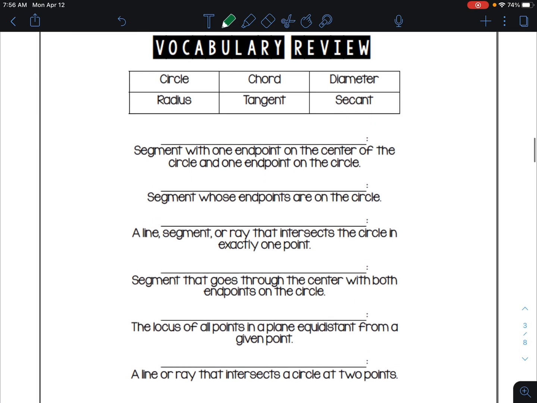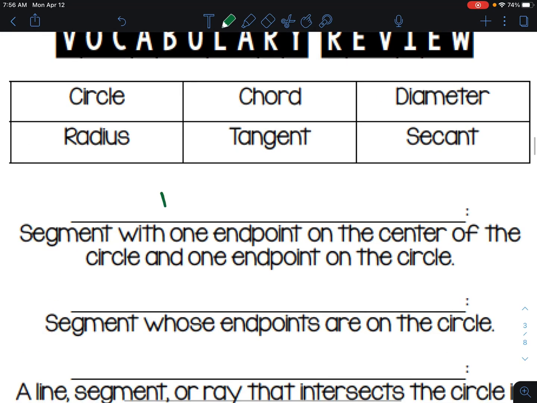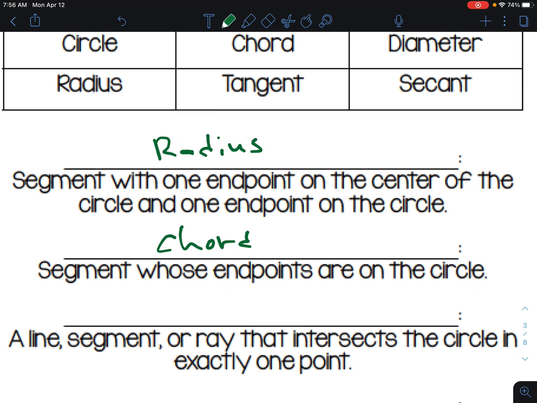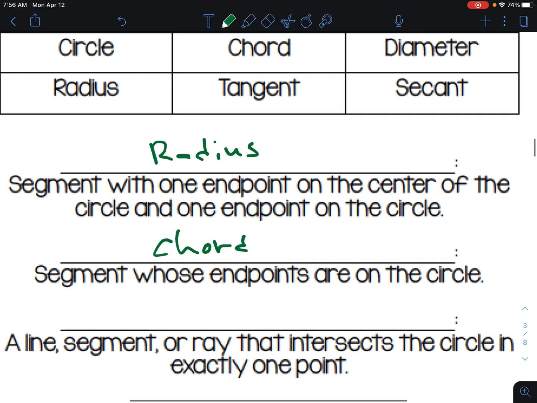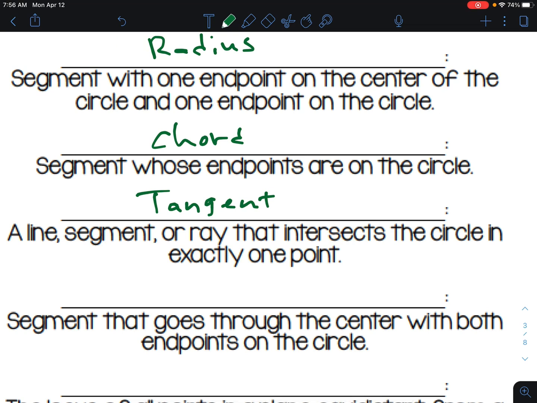Pause the video. Match your word to the definition here really quick of what we just talked about. All right, a segment with one endpoint on the center and one endpoint on the circle. That is what we call the radius. A segment whose endpoints are on the circle. That is the chord. A line, segment, or ray that intersects the circle in exactly one spot. We call that the tangent. Tangent intersects in one spot. And a segment that goes through the center, that's the diameter.